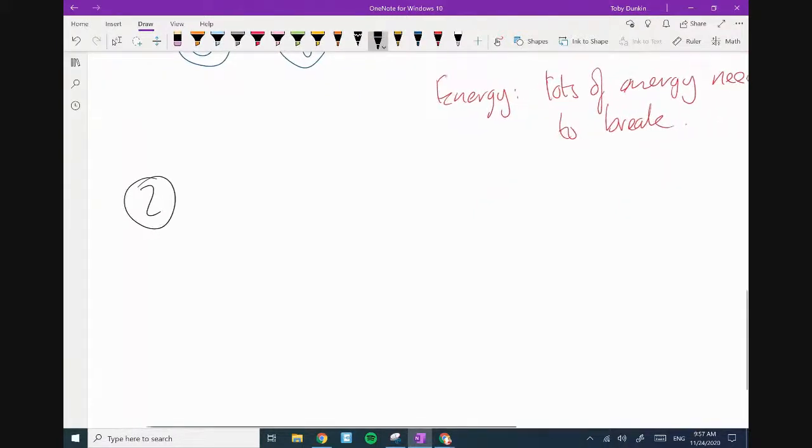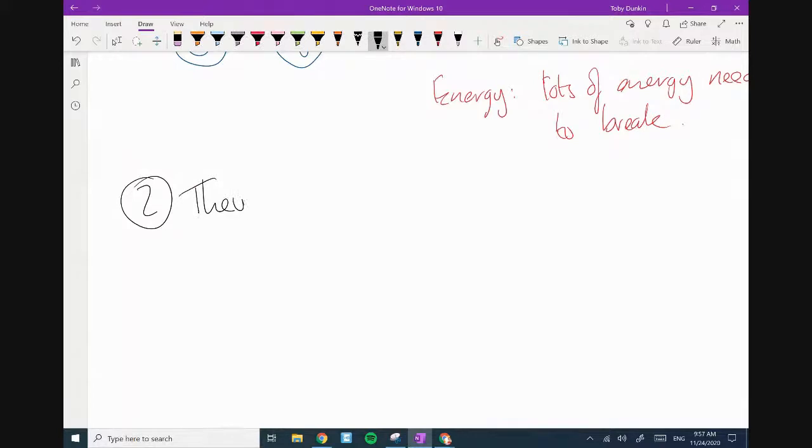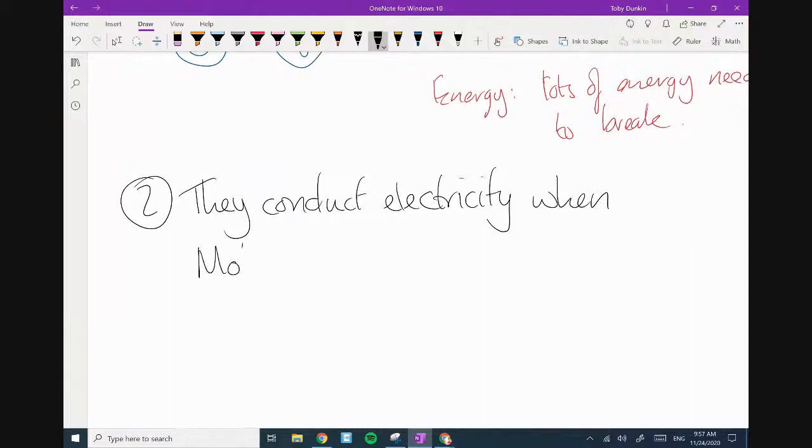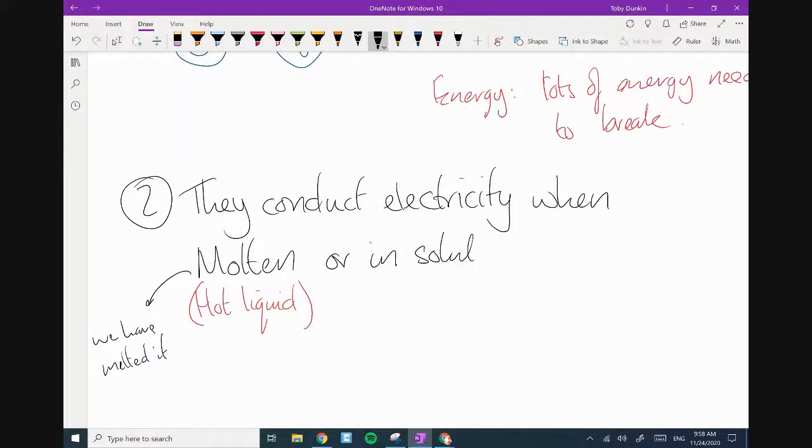Property number 2: they conduct electricity when molten. Molten literally translates to hot liquid. We've melted it. Molten means you've melted it, so it's become a liquid. When molten or in solution.